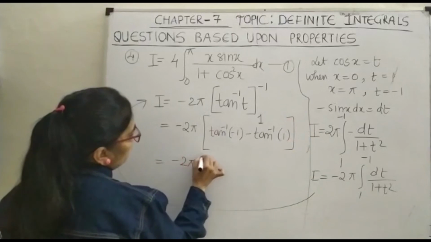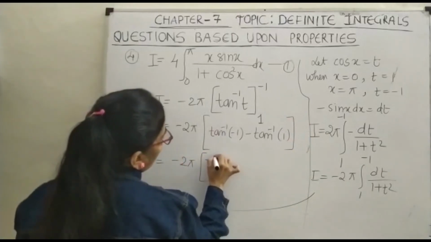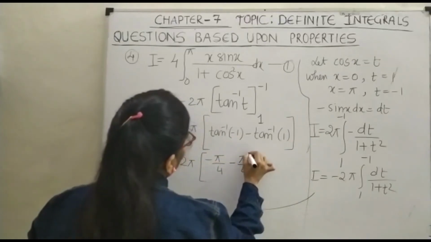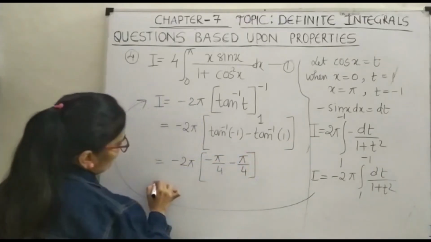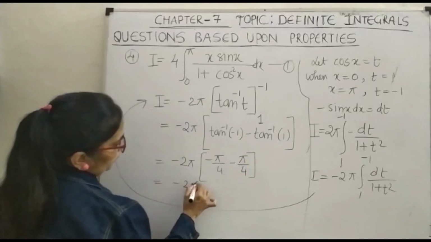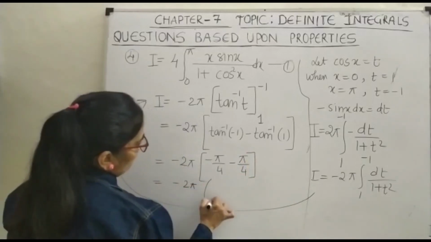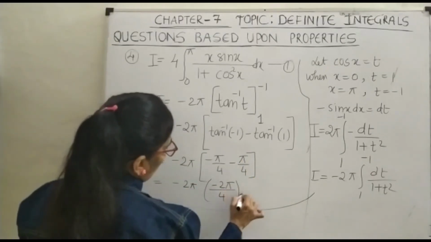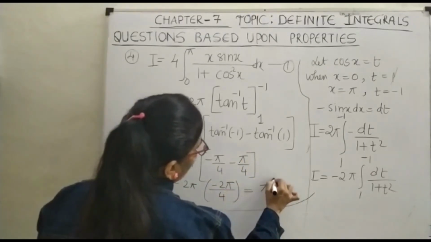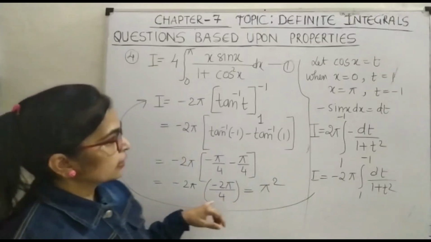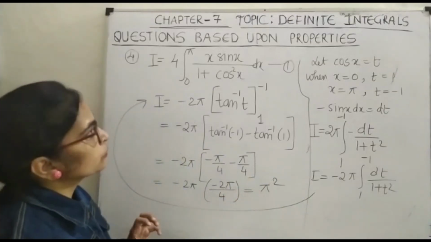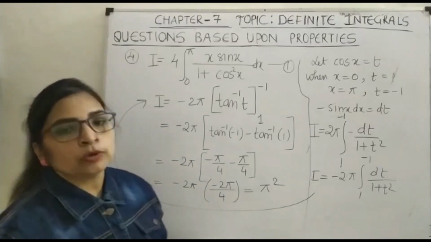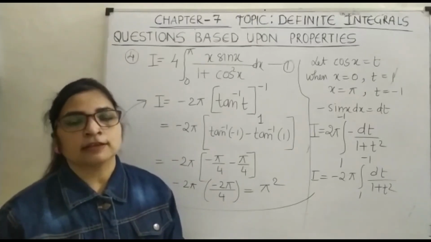Minus 2 pi times minus pi by 4 minus pi by 4. So this is equal to minus 2 pi times minus pi by 2, which is 2 pi upon 4, and this is equal to pi square. We can see here, this is how, by using the properties of definite integral, we can work out our question very easily. Thank you.